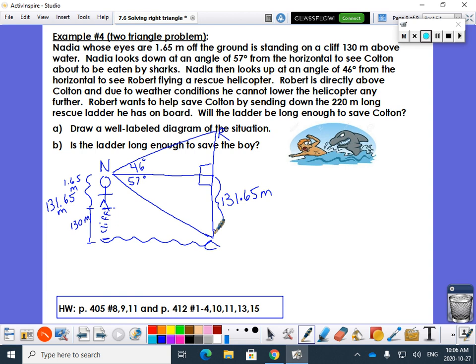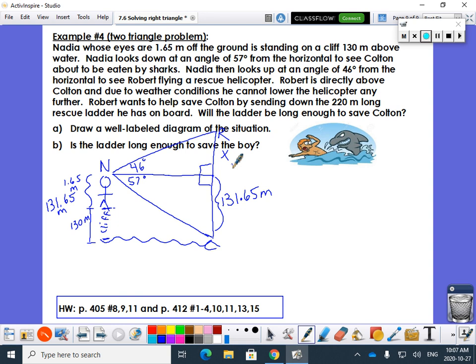Because Robert's up here. He wants to drop a 220 meter ladder down to Colton. We know from here to here. So what do we need to figure out in order to determine if the ladder is long enough? From here to here. Does that make sense? Okay, so I'm going to put X there.